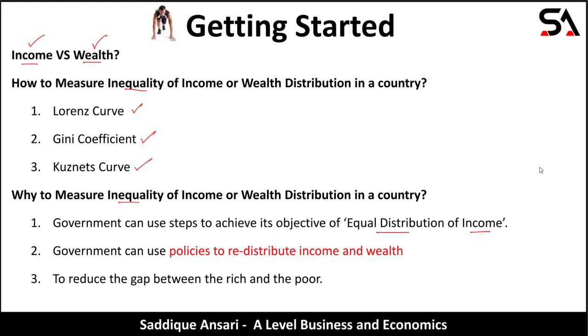Why measure inequality of income or wealth distribution in a country? The reason is government can use steps to achieve its objective of equal distribution of income or wealth, and government can reduce the gap between the rich and the poor. Government can use policies to redistribute income and wealth from rich to poor, and one of the methods which government normally uses is progressive taxation. Higher taxes are paid by rich people, and those taxes will be the revenue of government, and then government will spend money on the poor, so that will be a kind of redistribution of income and wealth to reduce income inequality. So let's discuss the first topic, which is Lorenz Curve.